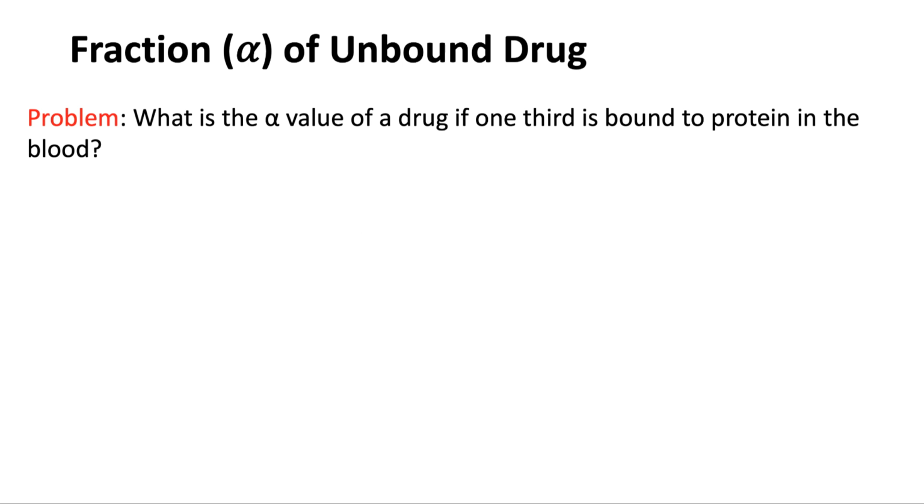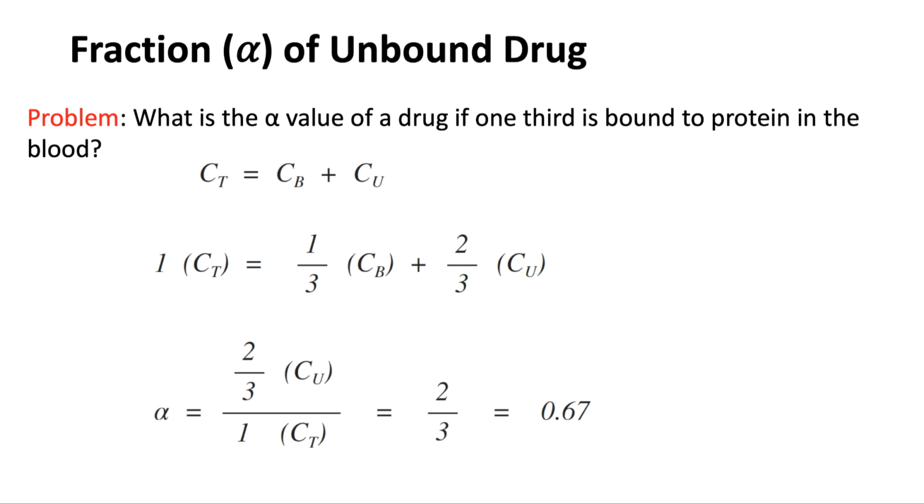So given that definition, let's do a fairly simple question. It says, what is the alpha value of a drug if 1/3 is bound to protein in the blood? To answer this question, let's first set up our equation, because we said that CT, the total concentration, is equal to CB, the bound concentration, plus CU, the unbound concentration. The total is equal to the bound plus unbound. Well, what were we told in the question? We were told that 1/3 of the total is bound to protein. So 1/3 goes with the CB.